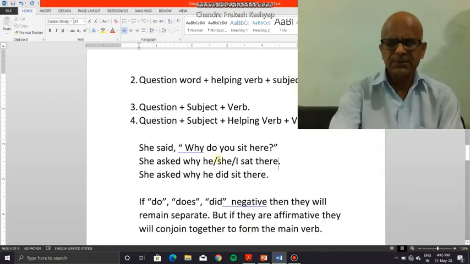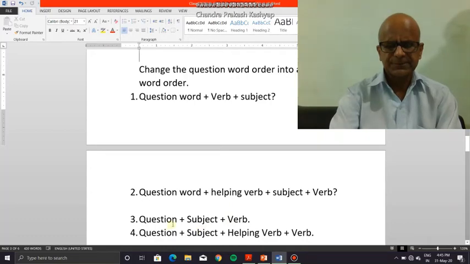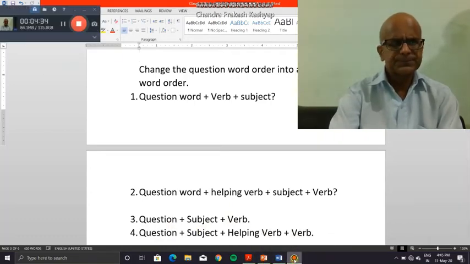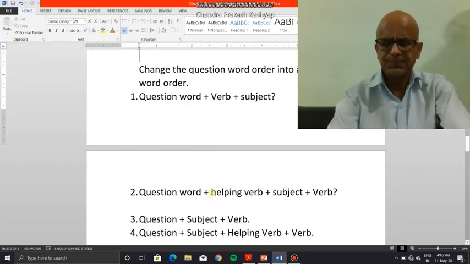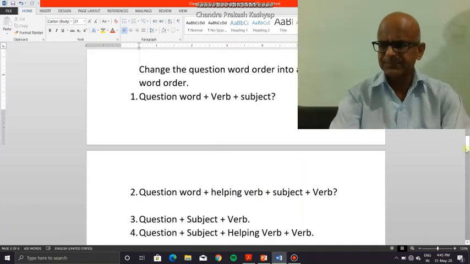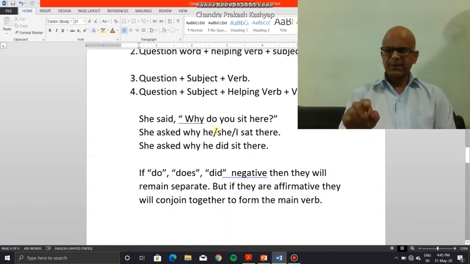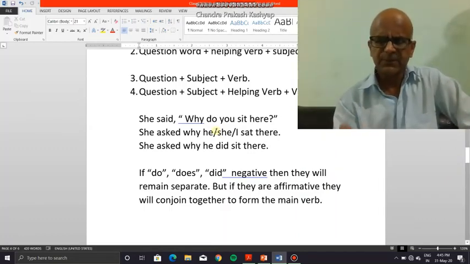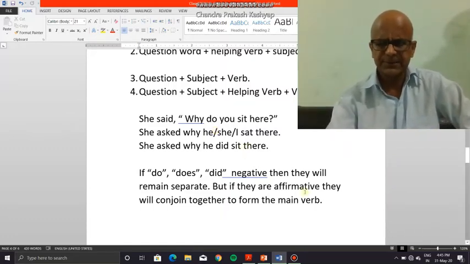This is what brings us to the interchange between question word order and statement word order. So if the helping verb is do, does, did, and if it is affirmative, as in this example, do, does, did, and the main verb will conjoin together. If they are negative, they will remain separate.